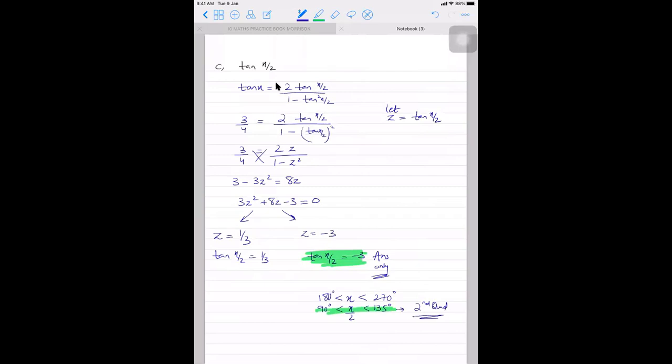If x upon 2 is in the second quadrant, then in the second quadrant, will the trig ratio of tan be positive or negative? Negative. That's why we are only going to take the negative value. That is the reason.